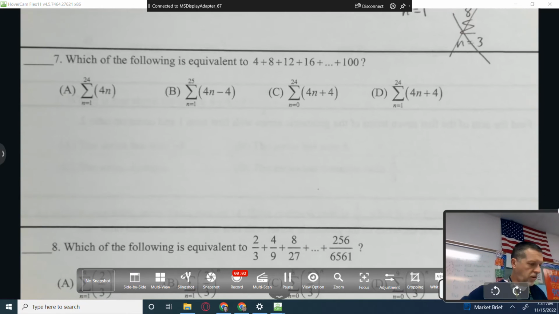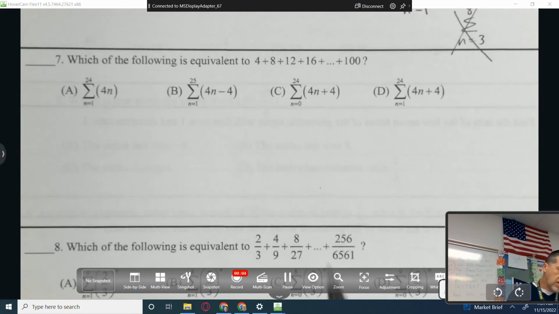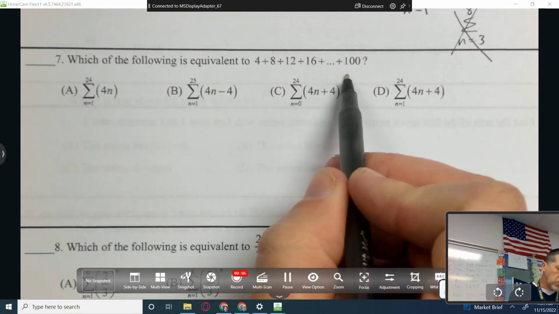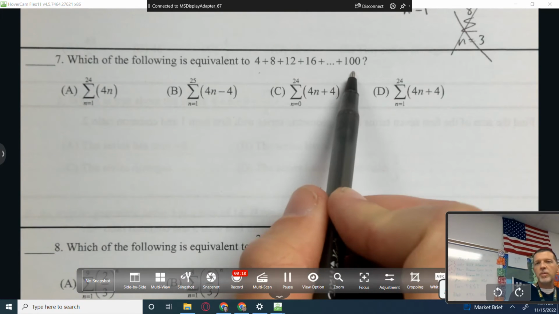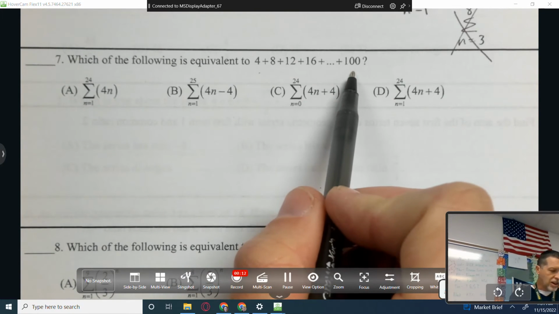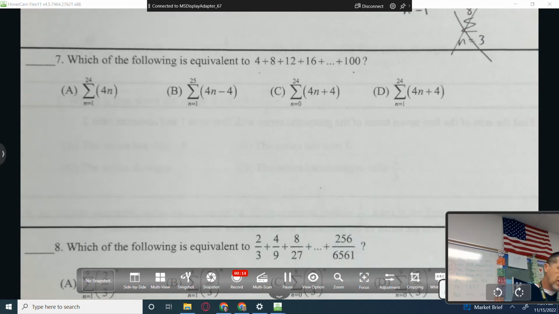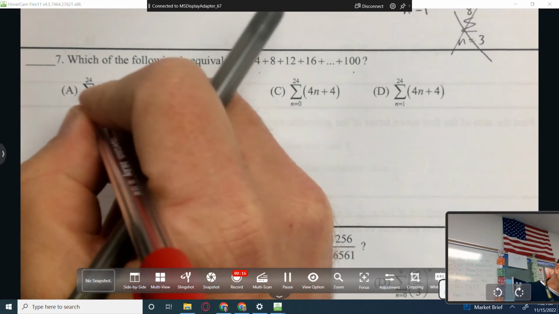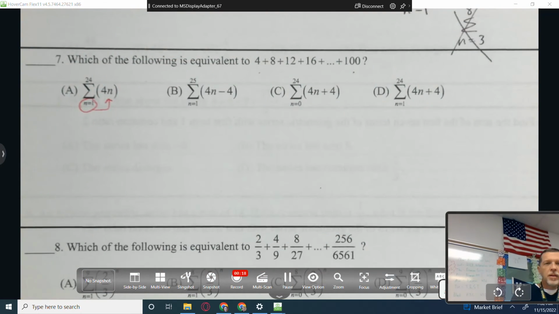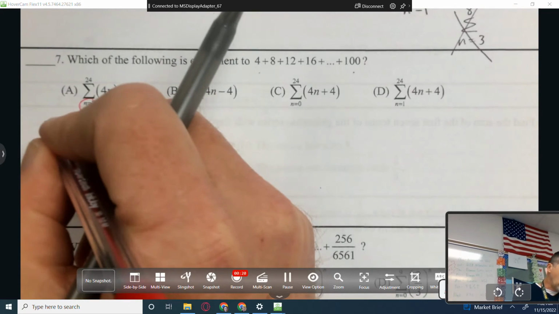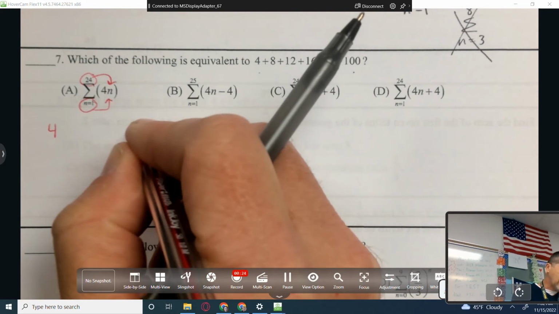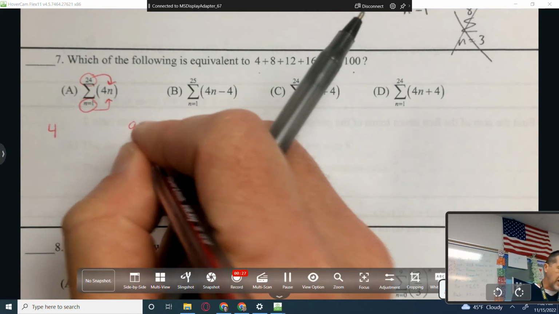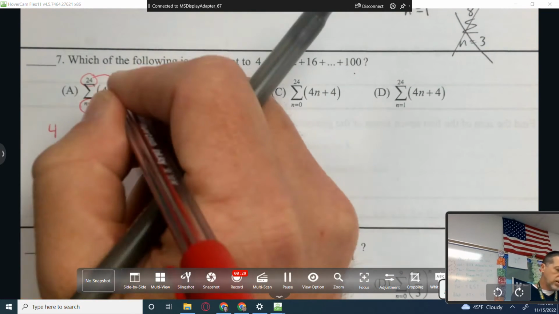So looking at worksheet 3, number 7, which of the following is equivalent to... Alright, so I want my first term to be 4 and my last term to be 100. That might be the first thing to check on. So if I plug in n equals 1, my first term would be 4. But if I plug in 24, my last term would not be 100, that'd be 96. So that one's out.